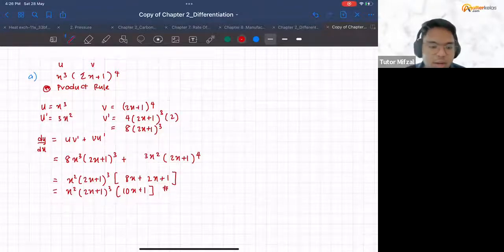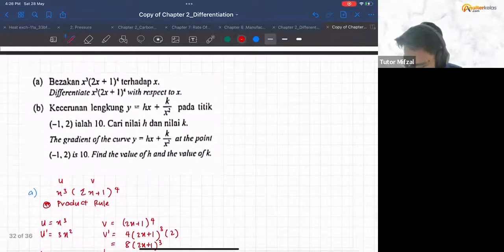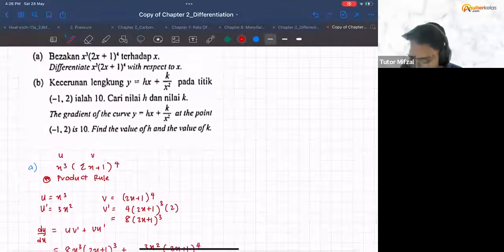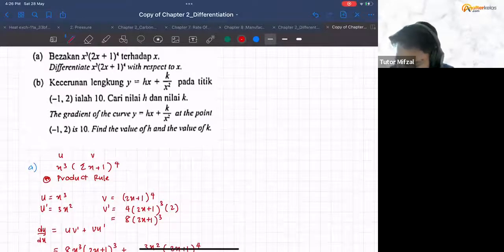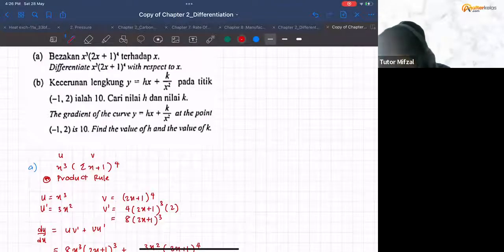All right. Now, for the second question, the gradient of the curve y equals hx plus k over x squared at the point (-1, 2) is 10. Find the value of h and the value of k. So the gradient of the curve y equals hx plus k over x squared at the point (-1, 2) is 10.